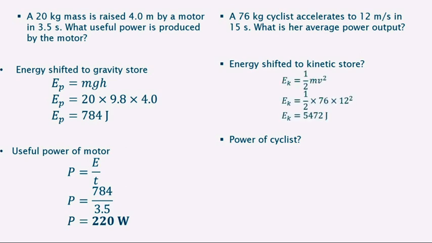Here it is. So a half mv squared for the energy in the kinetic store comes out at 5,472 joules. And then when you put that into the power equation, you end up with 360 watts as the average power output.